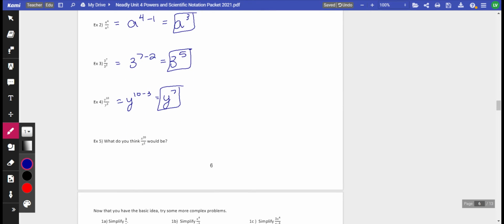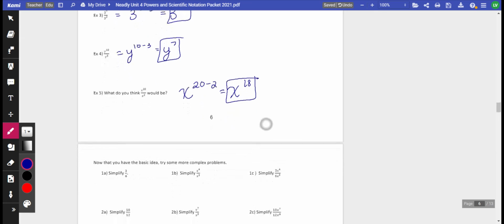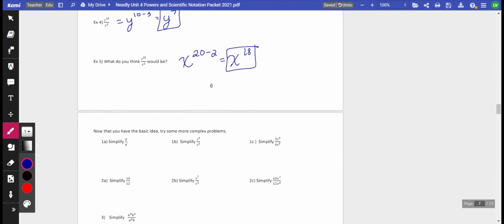So example 5, what do you think x to the 20th divided by x to the 2nd would be? So x to the 20th minus 2 becomes x to the 18th power. You could expand it out by writing 20 x's in the numerator, 2 in the denominator, and crossing out your like terms, simplifying. However, this gives us less work.